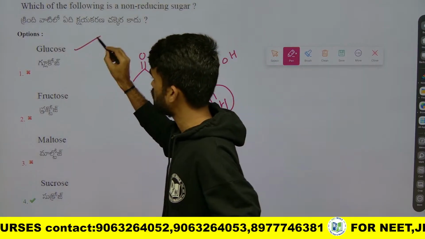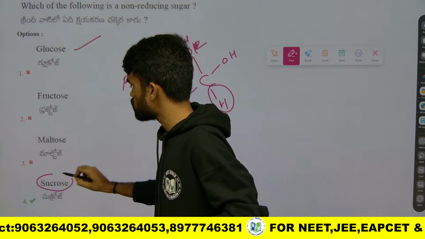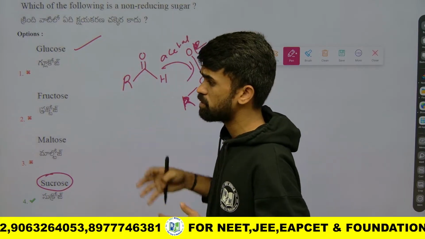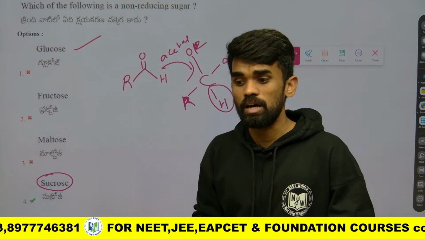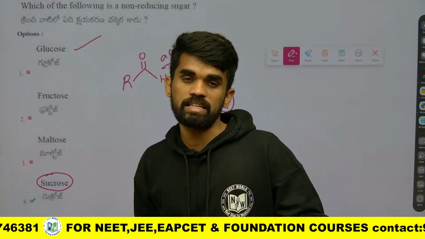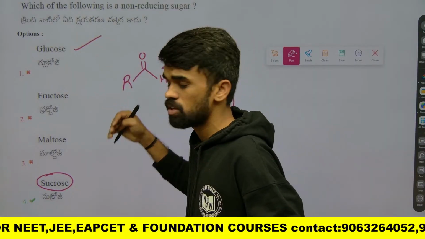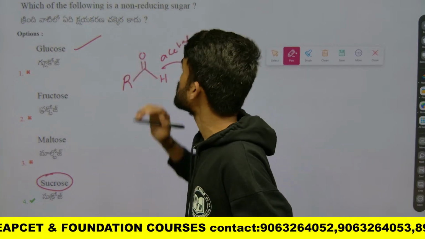That is there in glucose, fructose, maltose. In sucrose, you will not have this kind of linkage. So how can we get this hemiacetal or hemiketal form? You need to look into the cyclic structures, how the cyclic structures of glucose, fructose, maltose and sucrose are. From that you will get the answer for this kind of question.